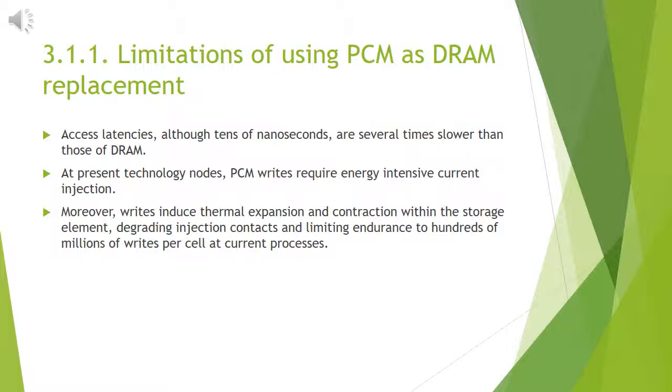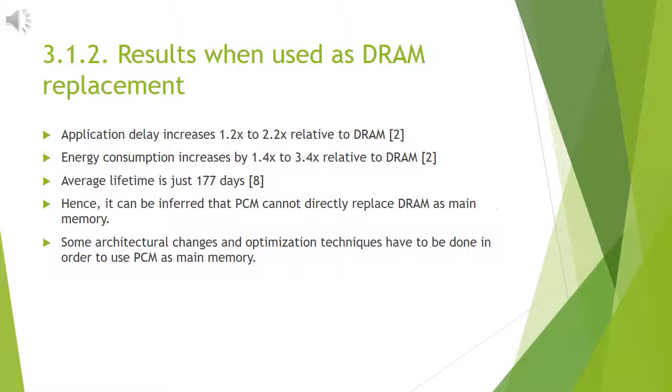Though PCM is considered a good candidate for DRAM replacement, there are certain limitations. They are access latencies, energy-intensive writes, and endurance. This slide shows the results when PCM was used as a replacement for DRAM in main memory. Actually, the application delay increased, energy consumption increased, and the average lifetime was just 177 days.